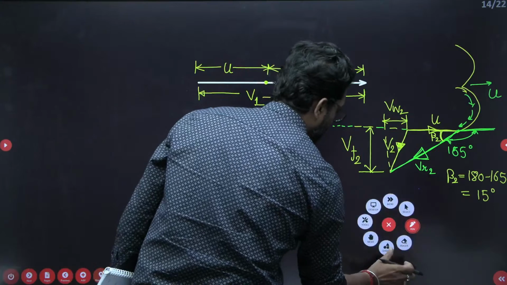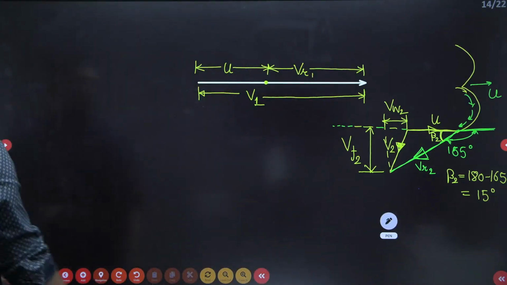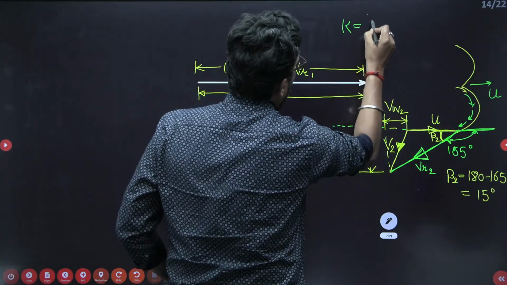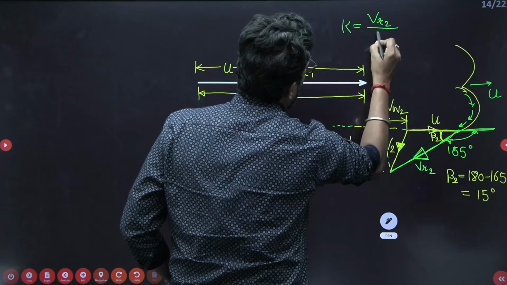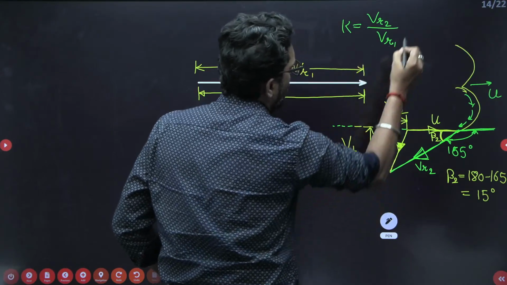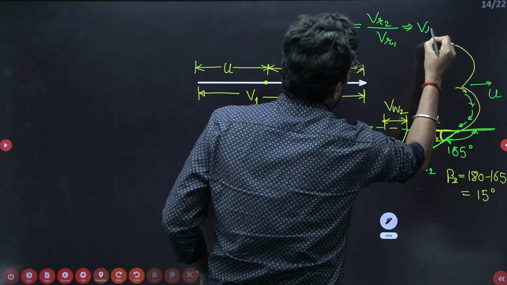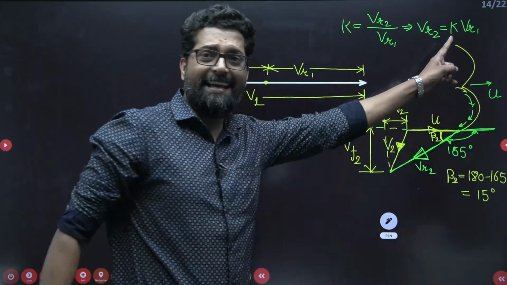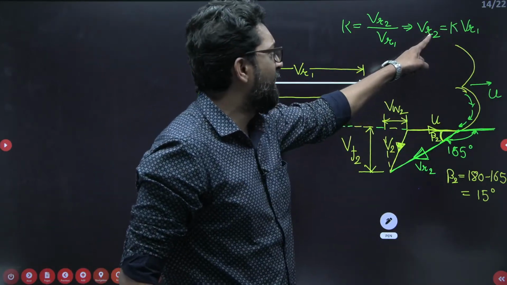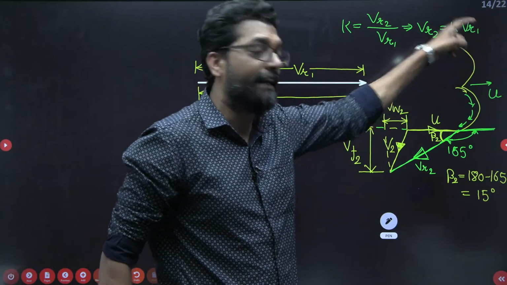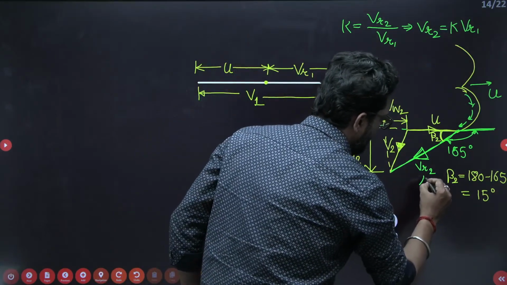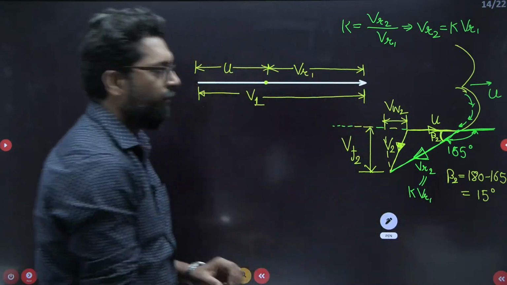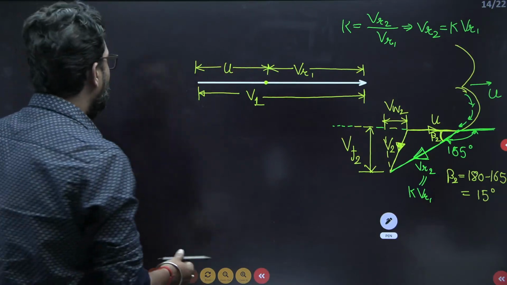Okay, now this is your diagram, and if there is a loss, there is a factor K. VR2 is equal to K times VR1. If K is negligible, what is the relative velocity at exit? The same as the relative velocity at inlet. So we write it like that, K of VR1.